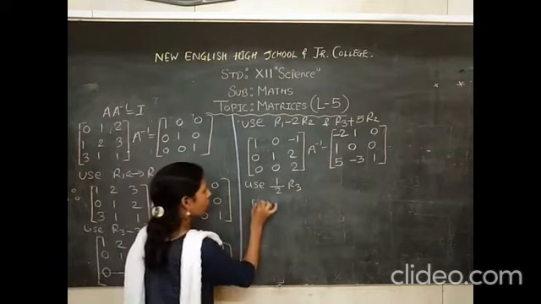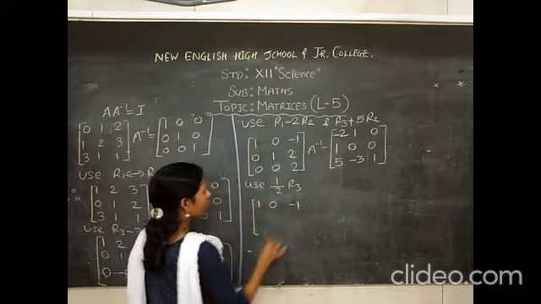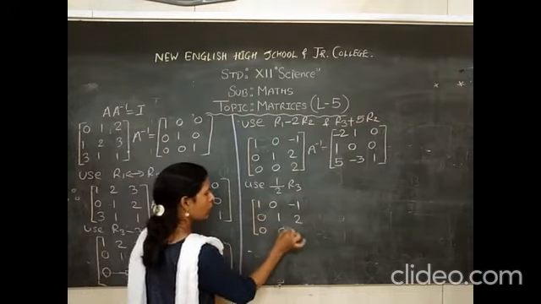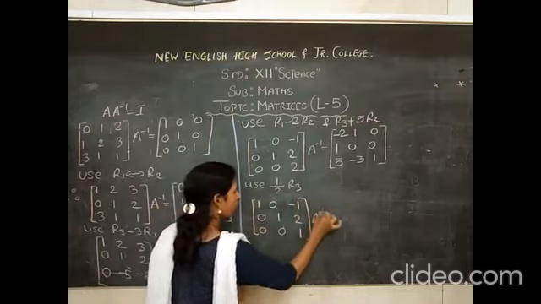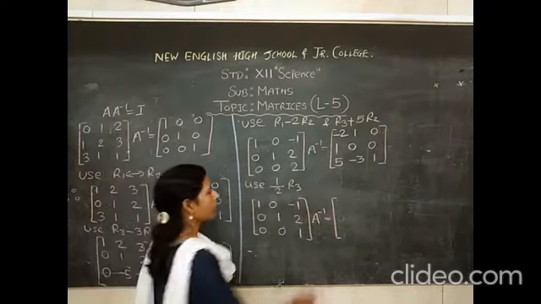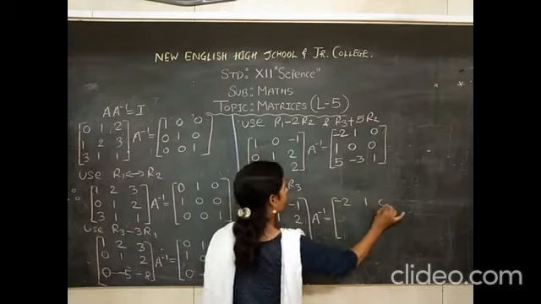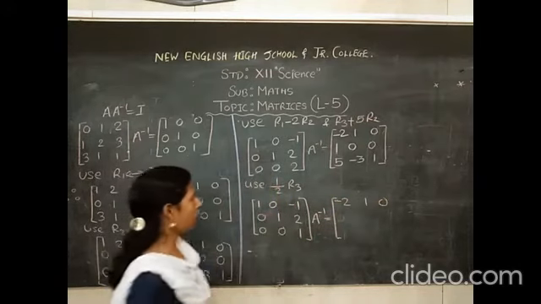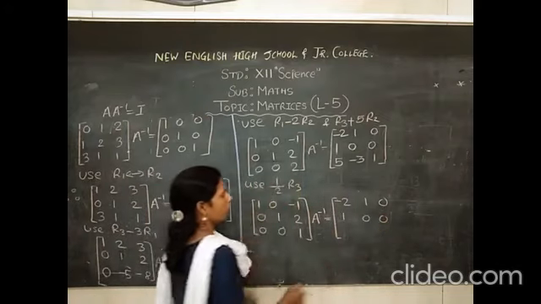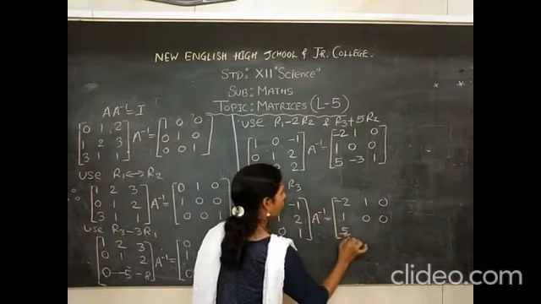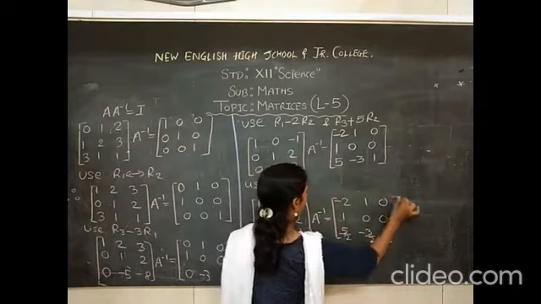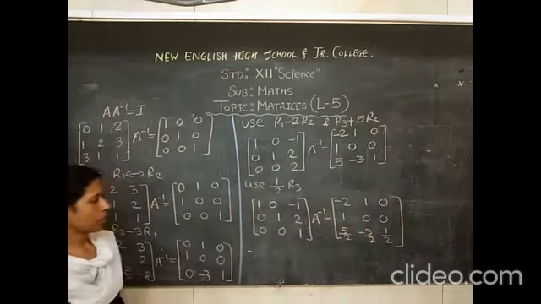Now it is 1, 0, minus 1, 0, 1, 2 and 0, 0, 1 into A inverse equals to. From here it is minus 2, 1, 0. Only in R3 we are making change. Write down R1 and R2 as it is. 1, 0, 0. 5 upon 2. Write down 5 upon 2. Minus 3 upon 2. And 1 upon 2. This one, please write it down.